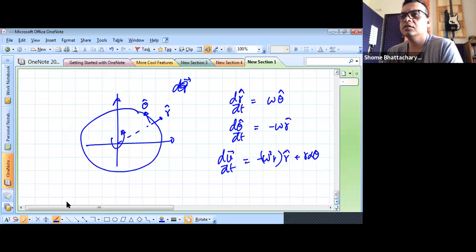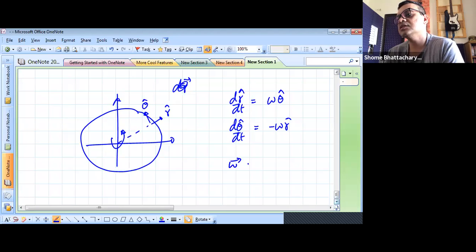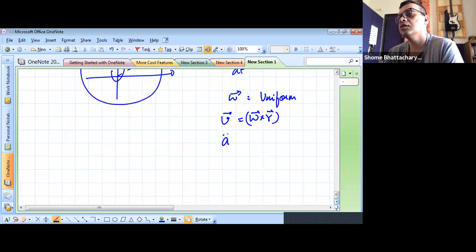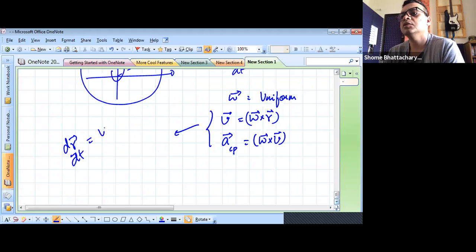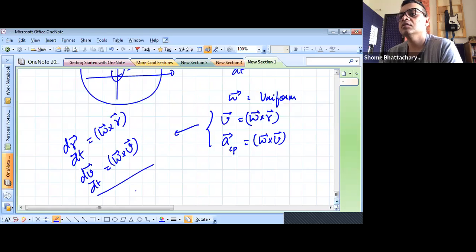So anyway, without getting into all that, you can see that we have those relations: if omega is uniform, then V becomes omega cross R, and your acceleration, which is centripetal, becomes omega cross V. So you can see from here that dR by dt becomes omega cross R, and dV by dt becomes omega cross V. Like that, any vector becomes omega cross that vector.